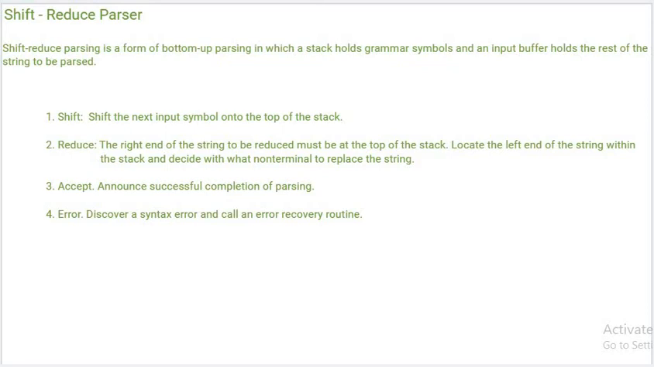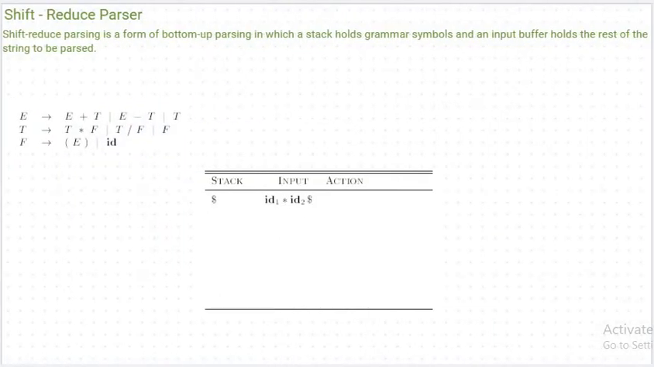Now let us discuss with an example. Just consider that we have a grammar, the same grammar we discussed in our previous topic on shift reduce parsing. Let us take the same input string id star id. Initially we have a stack, and in the input field you have the input string id star id, right?